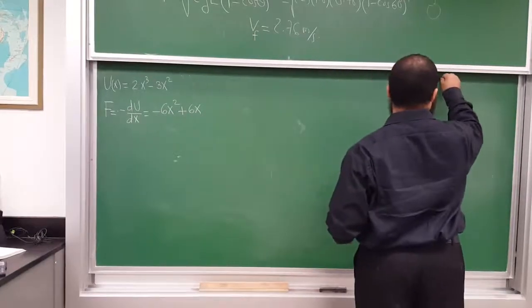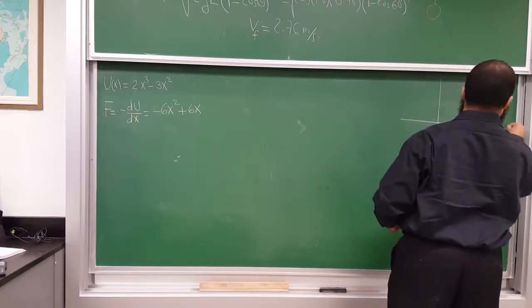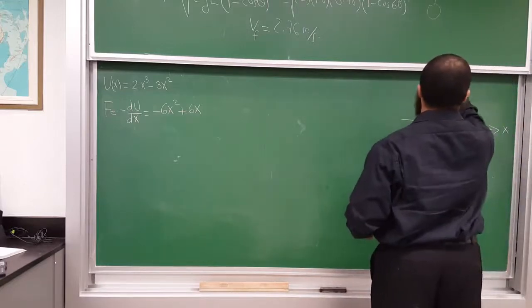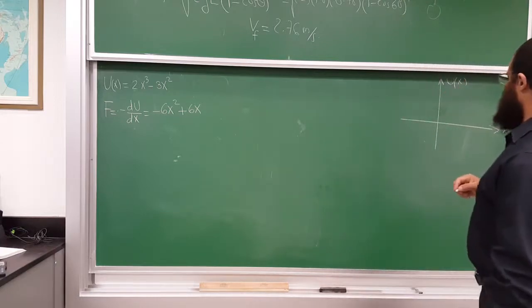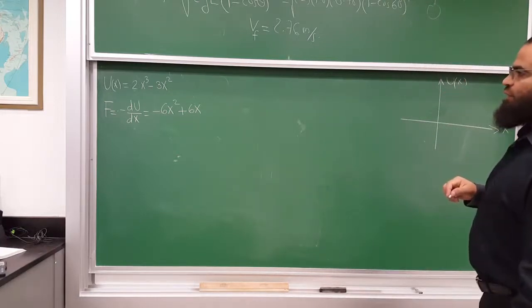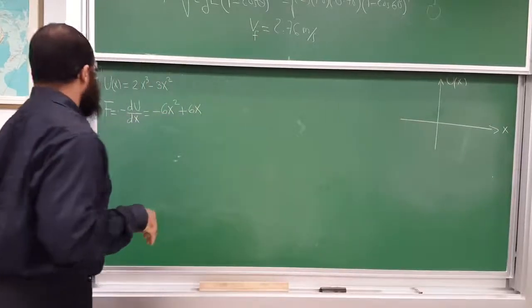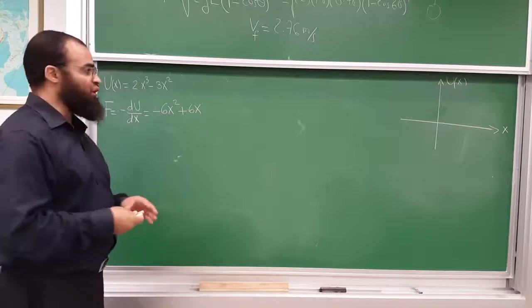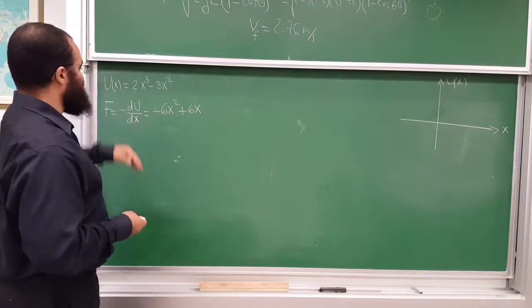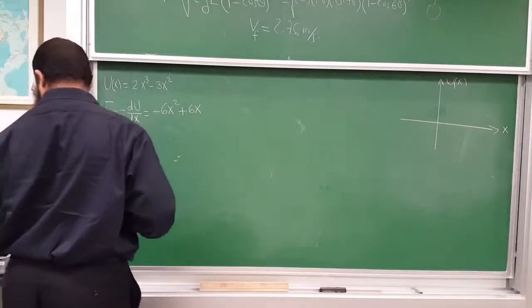Let me draw this potential. Here is x, here is U of x. To find the maximum and minimum, remember, if you have a function f of x, to find the critical points you take the derivative of the function and set it equal to 0. So let's set this equal to 0.